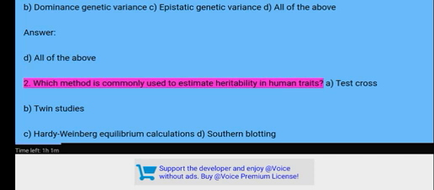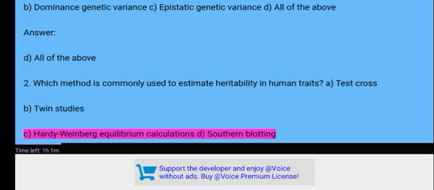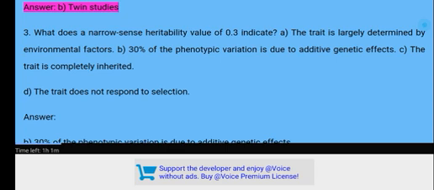2. Which method is commonly used to estimate heritability in human traits? A. Test cross. B. Twin studies. C. Hardy-Weinberg equilibrium calculations. D. Southern blotting. Answer. B. Twin studies. 3.